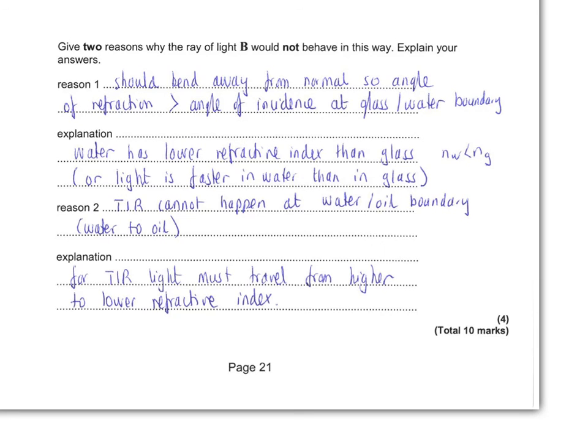Finally, take a moment to consider how you structure your answer. We've been asked to give 2 reasons why the ray of light B would not behave in this way. So we're looking for 2 mistakes shown in the diagram and 2 explanations of why they are mistakes.